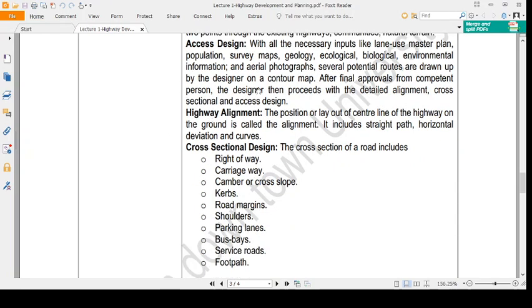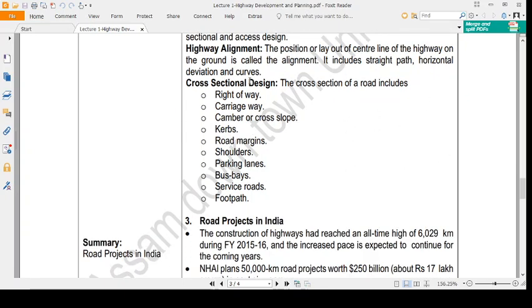Then highway alignment. Highway alignment is the position or layout or central line of the highway on the ground, that is, which way the route should go. So basically that is the central line. It includes straight path, horizontal deviation, curvatures, etc. Now cross-sectional design. The cross-sectional elements include right of way, carriageway, camber, curves, road margin, etc. Whatever points are written over there, we'll discuss these points later on.